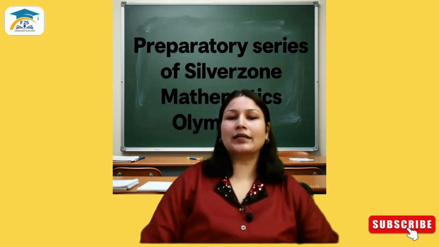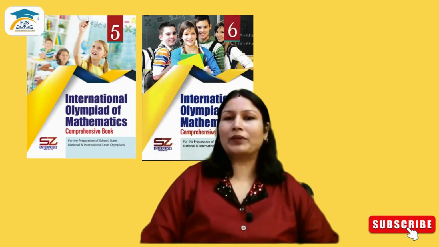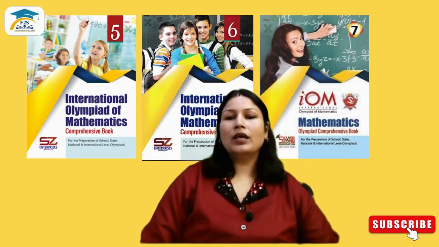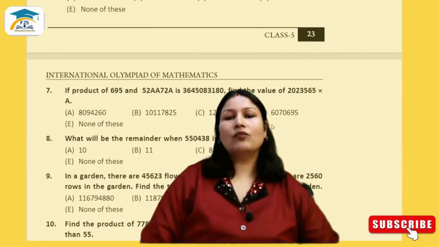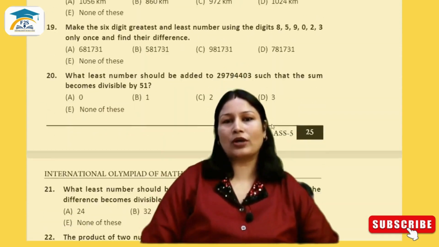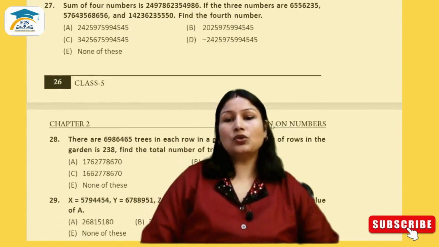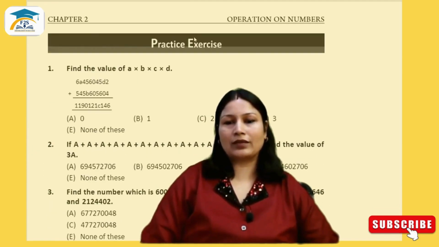We are going to start an Olympiad preparatory series for grade 5 to 7 for mathematics. We start with the preparation of Silver Zone Mathematics Olympiad, where I will teach you to solve the comprehensive book of Silver Zone. In this book, every chapter contains 40 questions, which I have divided into three-part videos of 14, 14 and 12. You will get two videos every week for your respective class.